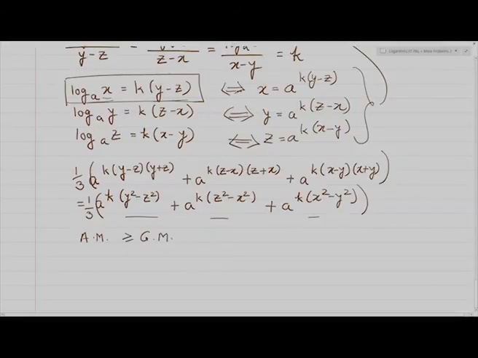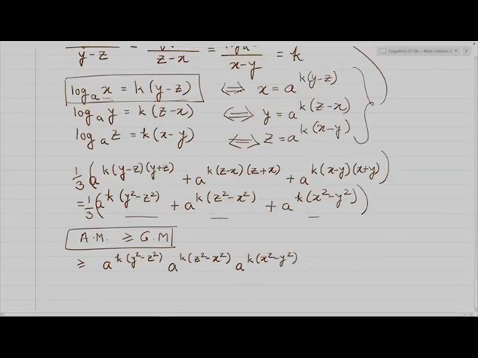If this is the case, then I can use the formula that the arithmetic average is always greater than or equal to the geometric average. Why am I doing this? Because I want to use the power of log. So using this relation, this is greater than or equal to the geometric average, which is this term into this term into this term raised to 1 by 3. Then I will get a raised to k times y square minus z square into a raised to k times z square minus x square into a raised to k times x square minus y square, the whole thing raised to 1 upon 3.